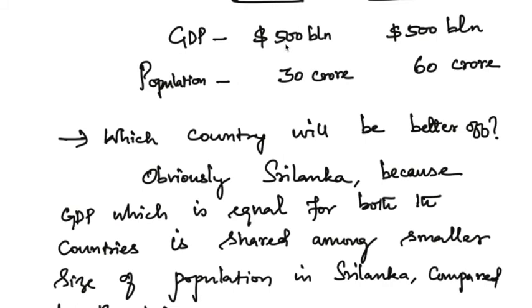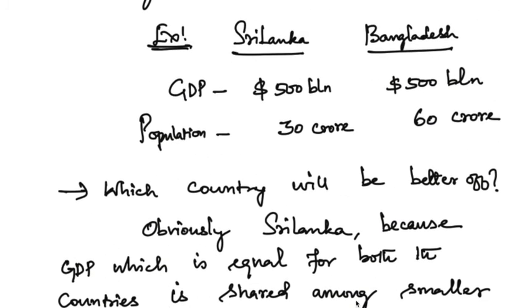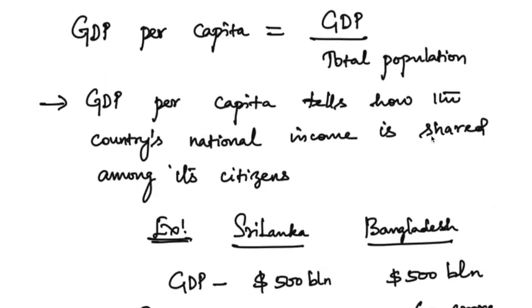Here this GDP is divided among a smaller population, which is 30 crore, and here the same GDP is divided among a bigger population, which is 60 crore. So obviously Sri Lanka is in a better position, because the GDP, which is equal for both countries, is shared among a smaller population in Sri Lanka compared to Bangladesh, and Bangladesh's GDP is shared among the bigger population. So that's all for today.